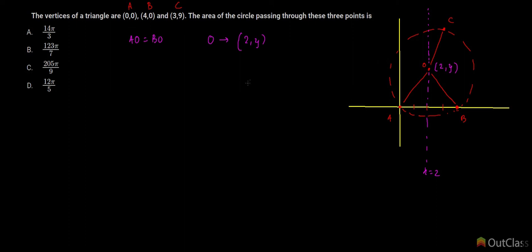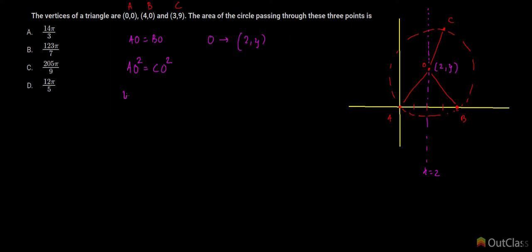Start by assuming O is x comma y and solve it, and you'll end up with x equal to 2, and you will get that the point is 2 comma y. So I'm going to skip that step. Next, I'm going to do AO is equal to CO. And then we're going to write AO square is equal to CO square, because we can just get rid of the root that way, the root that comes from the distance formula.